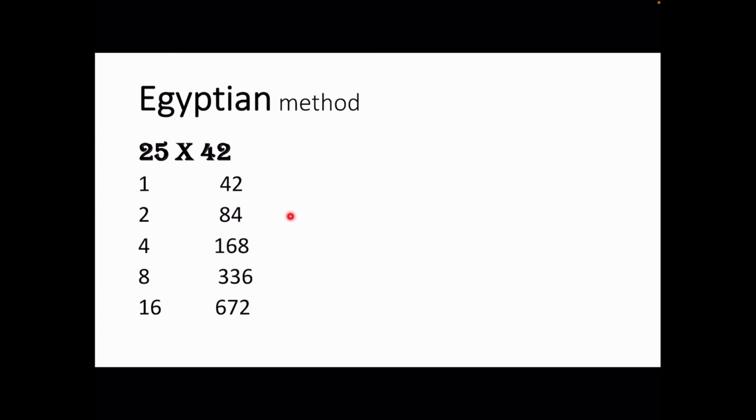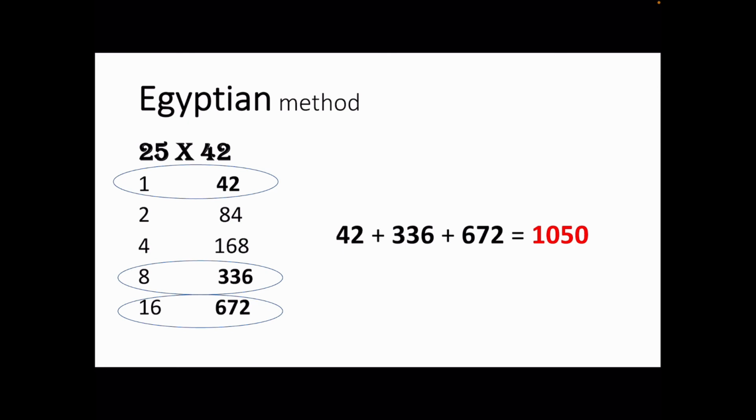So in the right-hand column, we're going to start from whichever number we have here and keep doubling it. Then we're going to find a set of numbers which add up to 25. So here we're going to use 16, 8 and 1. And we're going to use the numbers here. So 42 plus 336 and 672 will give us an answer, that is 1050.